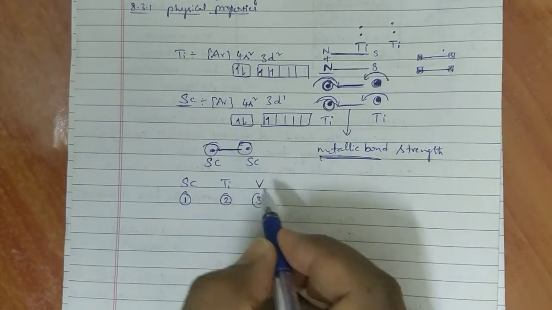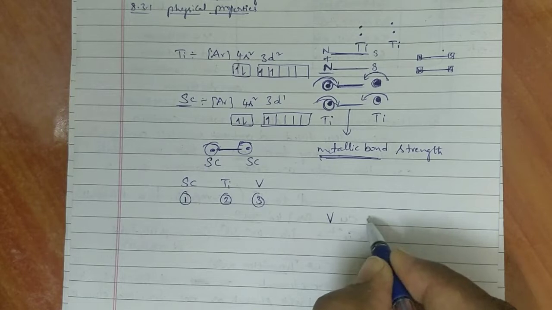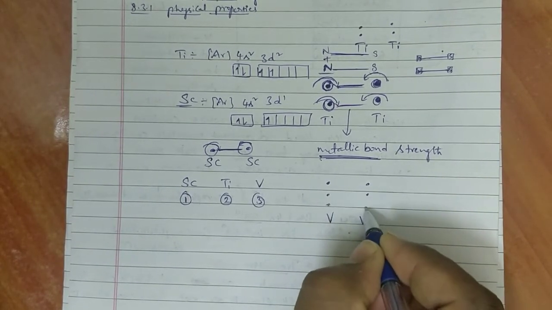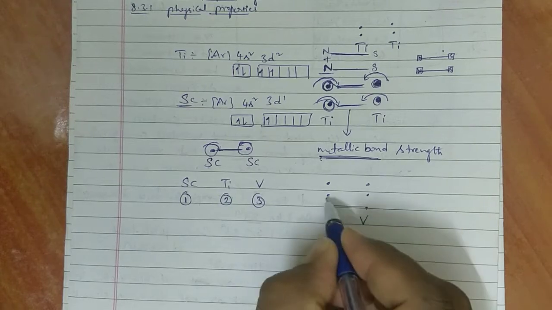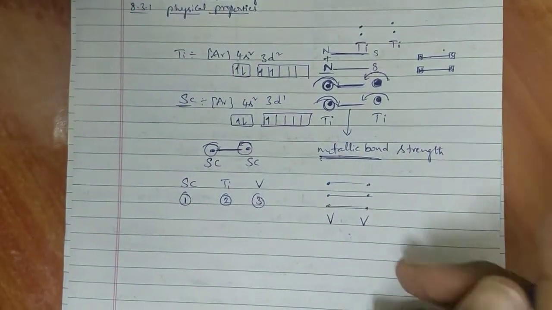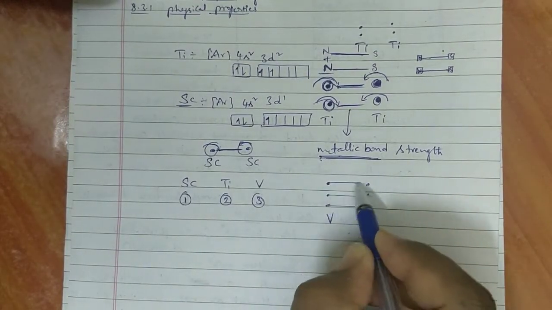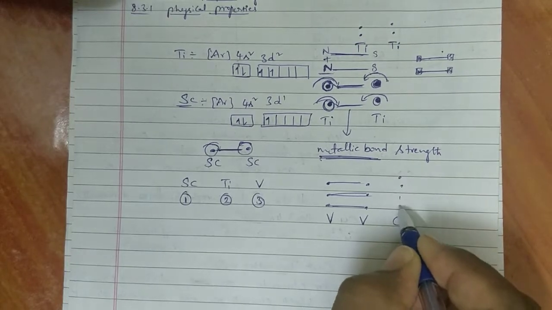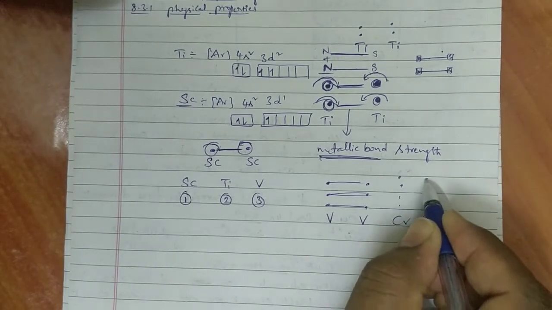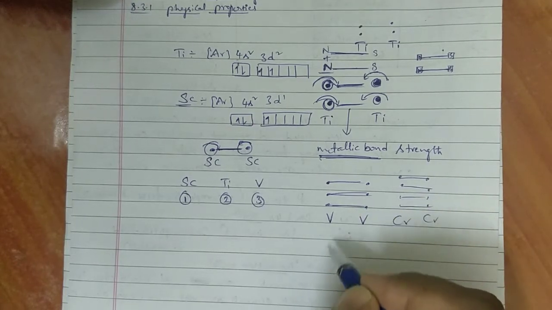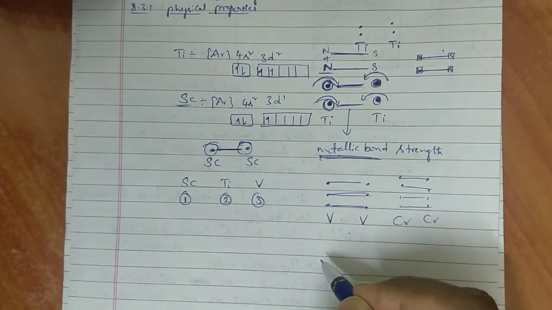If you see vanadium, vanadium has three unpaired electrons. Three unpaired electrons are behaving like three tiny magnets. This is one attraction, 2, 3. Three attractions are leading to very strong attraction. Chromium has 4 unpaired electrons. So between one chromium atom and another chromium atom, very strong attraction will be present when compared to vanadium also.